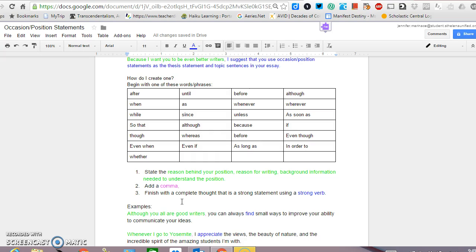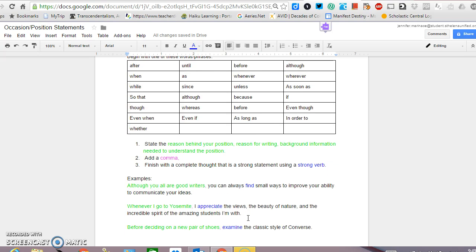Although you all are good writers, comma, you can always find small ways to improve your ability to communicate your ideas. So the dependent clause is in green. It starts with one of those subordinating conjunctions that was there in the chart. This one starts with although right there. And there's your comma to separate the first part and the second part. And then the statement, the position is you can always find small ways to improve your ability to communicate. So there's find, that's your strong verb.